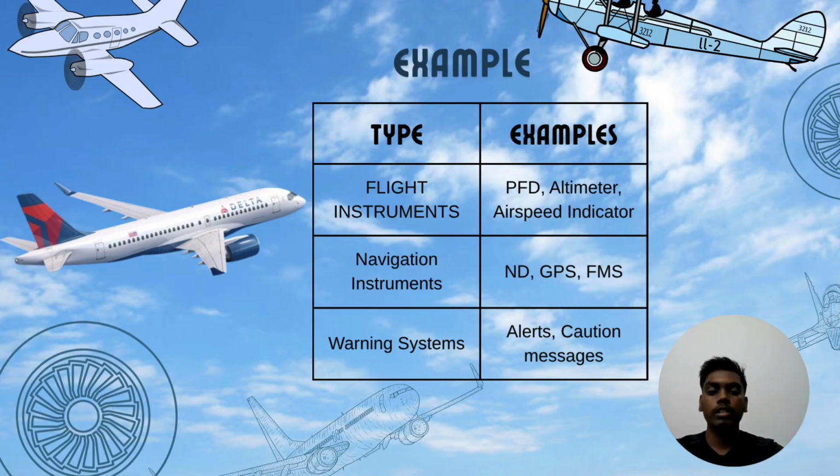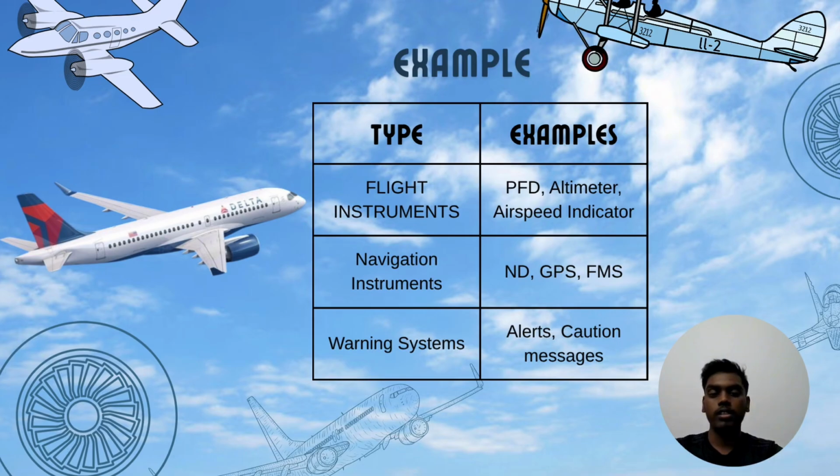Okay, next we have navigation instruments. These are used to guide the aircraft from one location to another. So, for example, the navigation display shows the flight route, and the GPS provides position information, and also the flight management system, which is the FMS, helps to plan and manage the flight path.